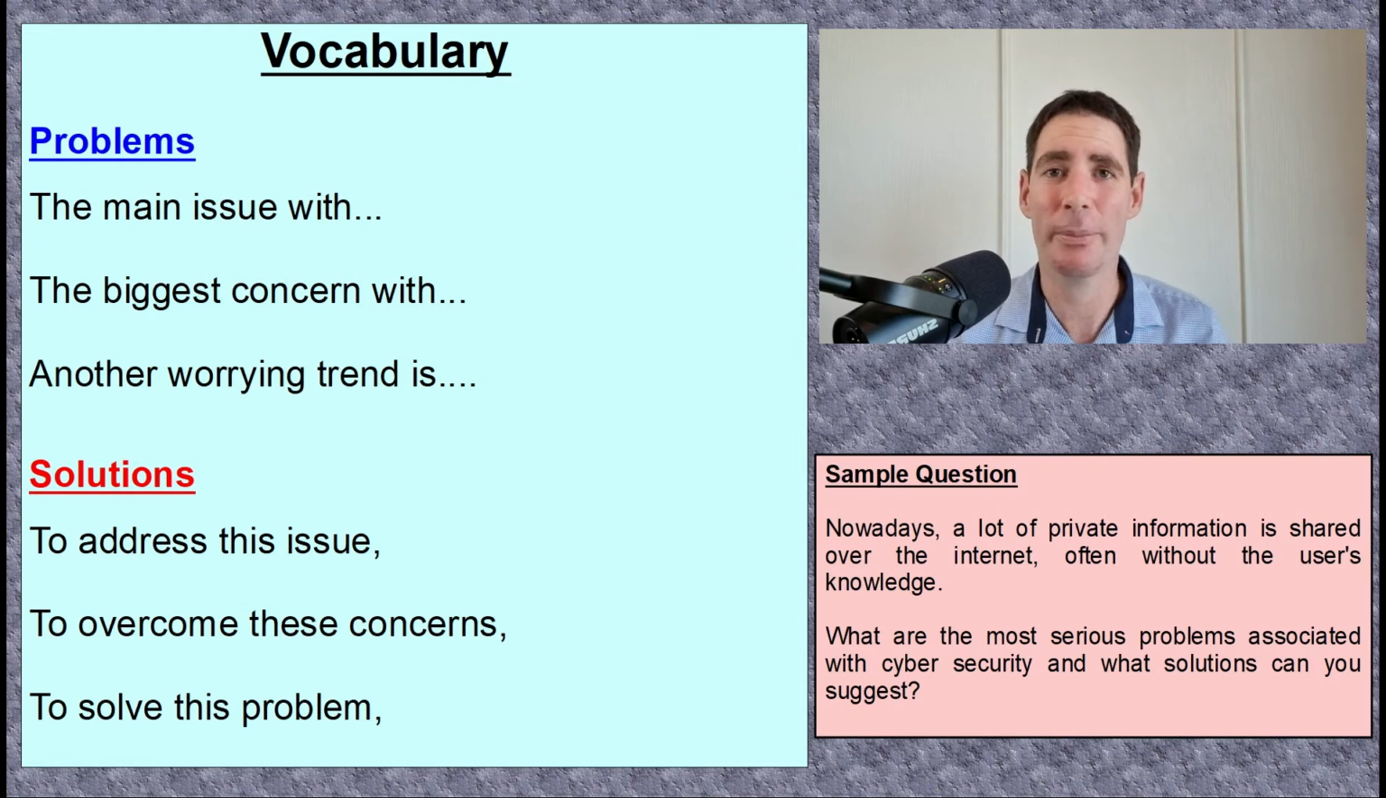Let's now have a look at the topic of pollution. The biggest concern with pollution is that it creates poor air quality which we breathe. To overcome these concerns, governments should reduce the tax on electric cars, which don't emit any pollution. Another worrying trend. Let's use the topic of healthcare. Another worrying trend is that healthcare has become very expensive. To solve this problem, taxes should be increased and more money can be given to public healthcare facilities.